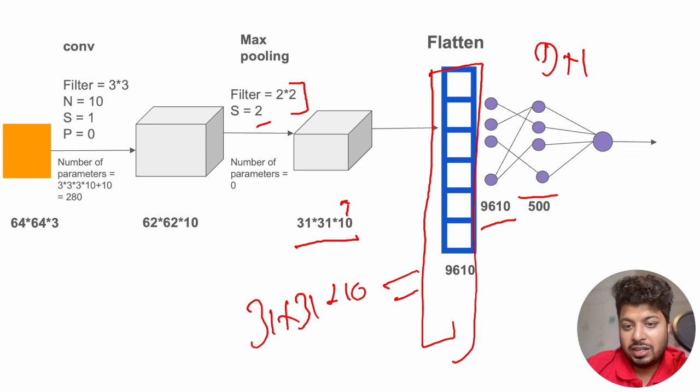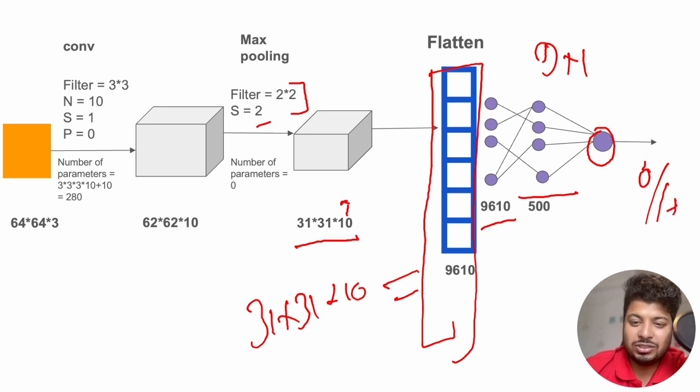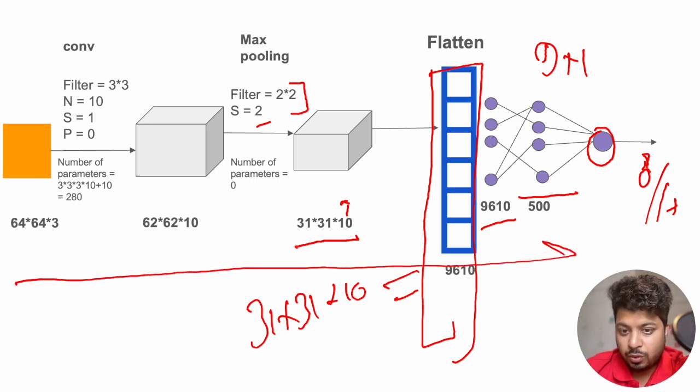Then in the hidden layer we can define our neurons as per our need, but since it's a binary classification problem, the output will contain only one neuron which will give us output either 0 or 1. Sorry, 1 means it's a dog, and 0 means it's not a dog. That's how the whole flow of a CNN layer which is connected to a neural network always happens basically.